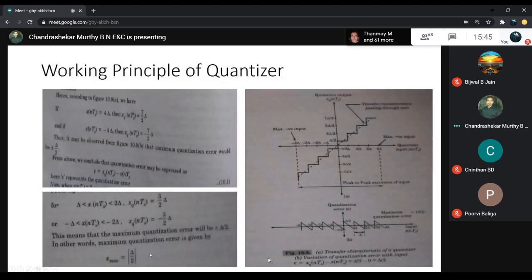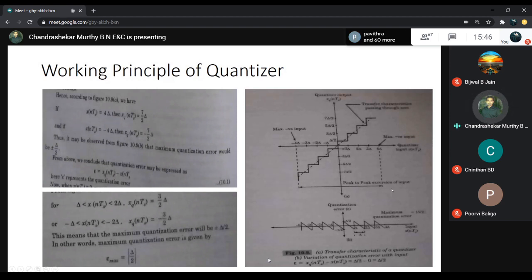We are considering the maximum error. Because it is a uniform quantization, the maximum quantization error is delta by 2. You can see here delta by 2, or 3 delta by 2, and 5 delta by 2. So the maximum quantization error that will occur is delta by 2. In any case, if it is a uniform quantization, the maximum error for a given uniform signal is delta by 2.